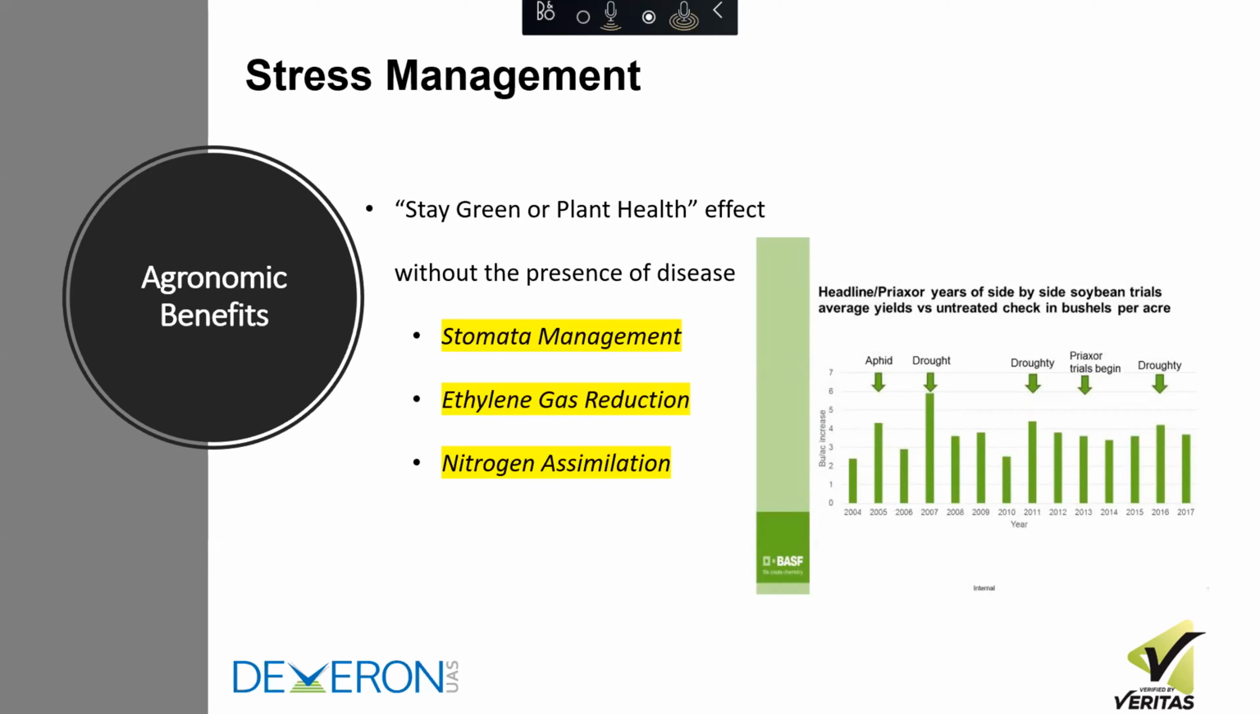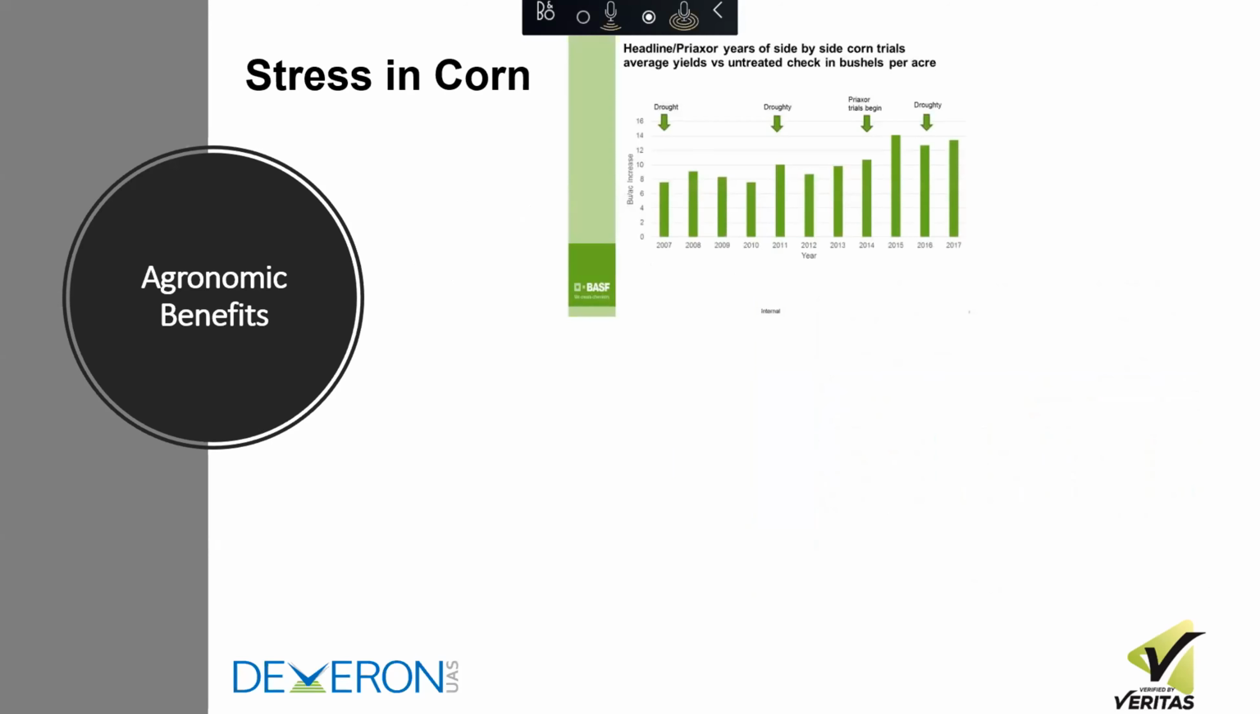Same with 2005, that was the last really bad aphid year that we had in the area that I was working in. So you can see when the plant is stressed, that is when BASF is seeing the biggest bang for the buck. Here, switching to corn. Corn is not as big of a bump year after year on the droughty and stressed years, but you can start to see that even with drought, there are some cases.